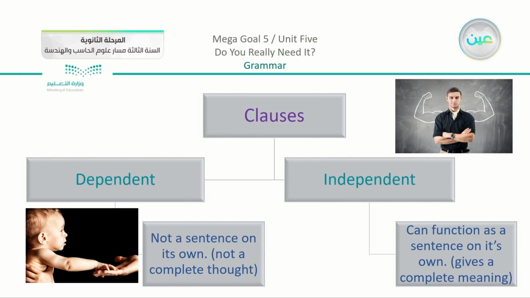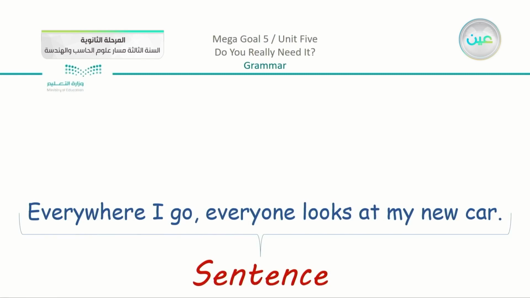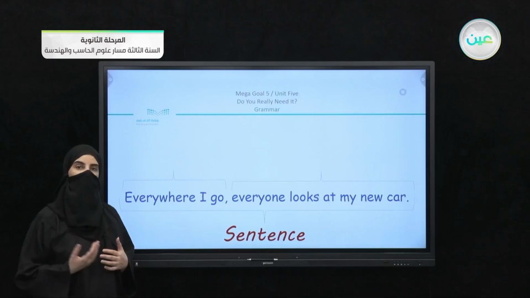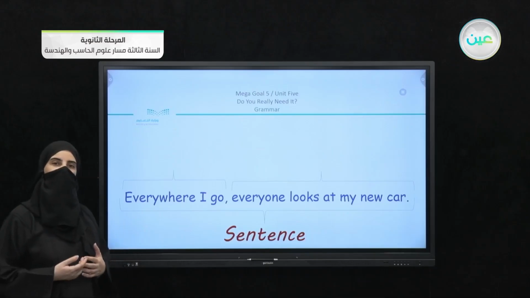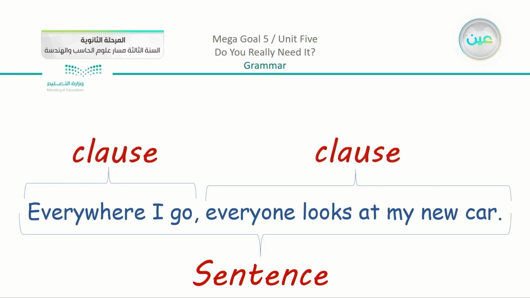Now, going back to our basic title, which is about adverb clauses, we are going to say that dependent clauses are actually adverb clauses. Going back to our example, we said something about a complete sentence, and we have the two clauses, as we mentioned. But if I just say, everywhere I go, do you understand? Does it give you a complete meaning? If I just tell you everywhere I go, there is something missing, which means that we have a dependent clause.